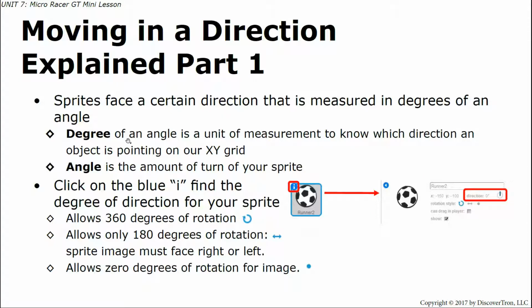By definition, a degree of an angle is a unit of measurement to know which direction an object is pointing in our X and Y grid. And then the angle is the amount of turn for your sprite.